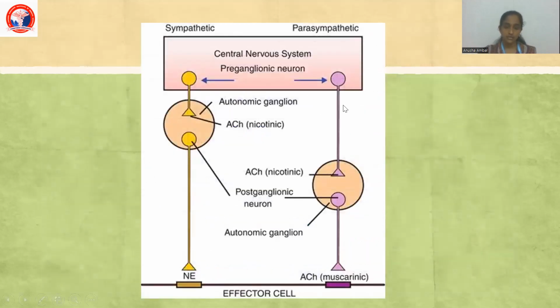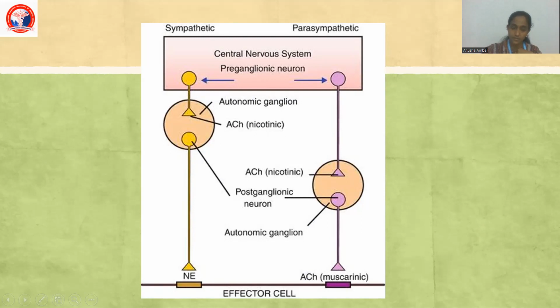Again, it is only a different representation of what we already saw in the second slide. This is the center, the CNS, preganglionic neuron, which is small, the ganglion. So it releases acetylcholine here. The postganglionic neuron is long, which means we are seeing the sympathetic nervous system. This is the effector cell where it releases norepinephrine or epinephrine. So the sympathetic is over.